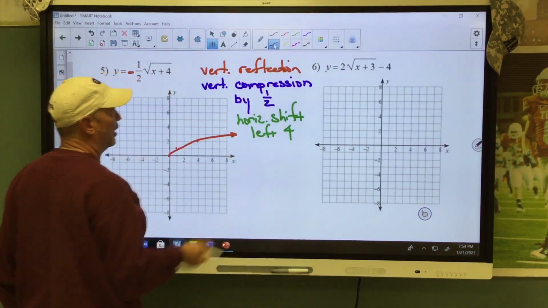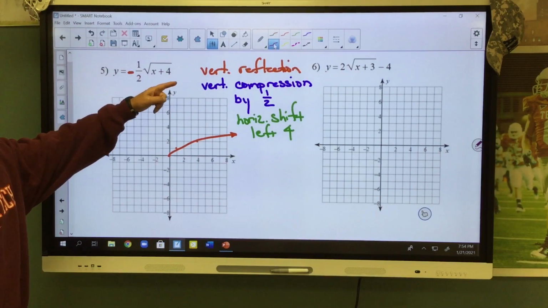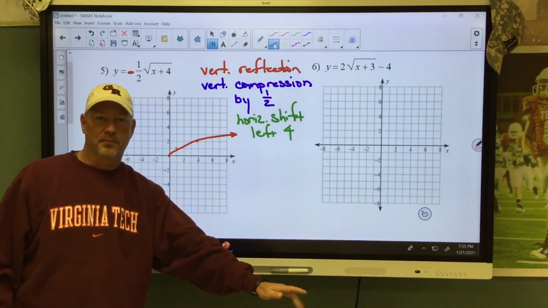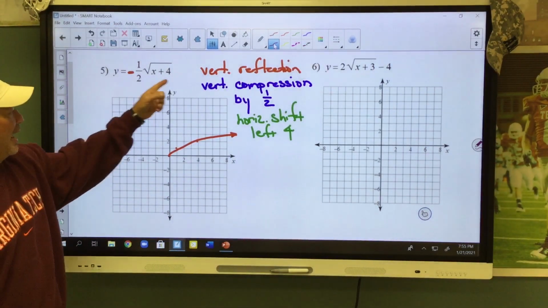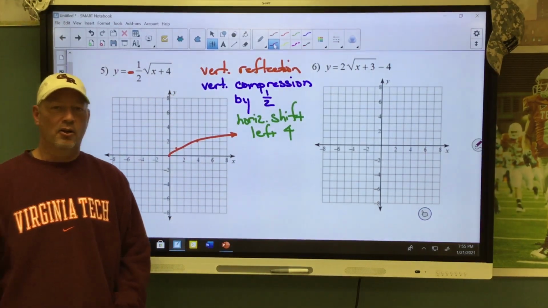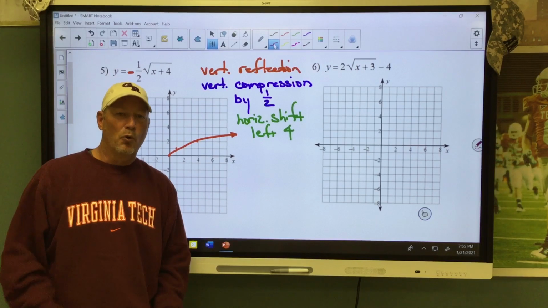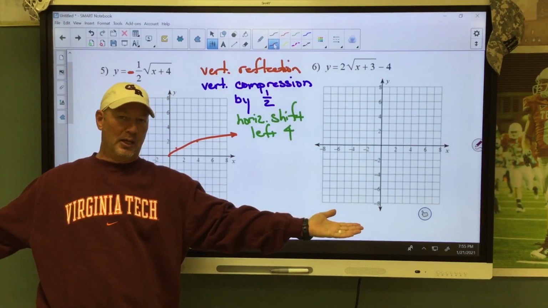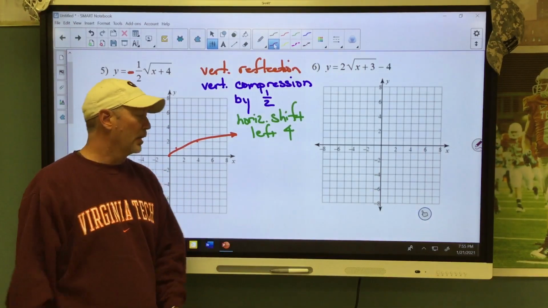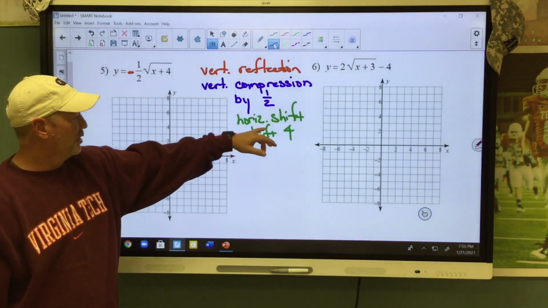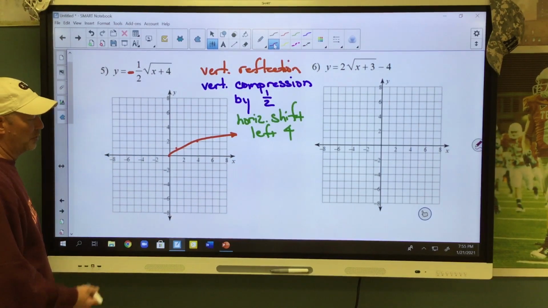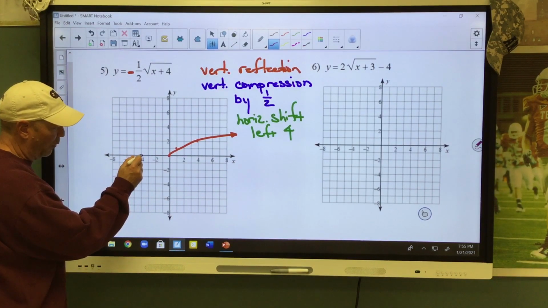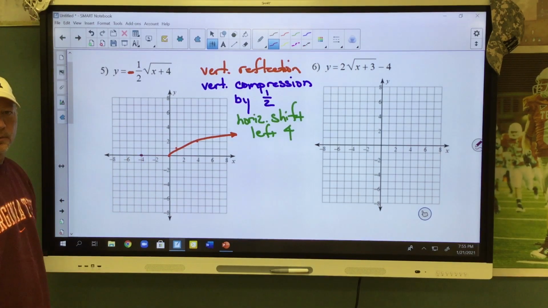So what's that going to look like? Well, we know that it's going to be a vertical reflection. We're going to go down instead of up. Since we're going to have a vertical compression, or a vertical shrink, we're going to be squeezed, flatter, and wider. And then we're going to have a shift to the left 4. So the first thing we're going to do is shift left 4, and we're going to start right there at -4.